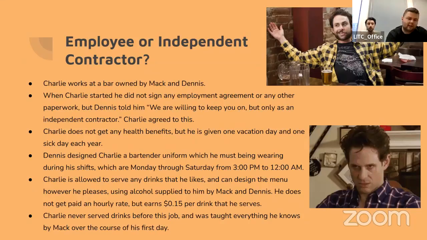Then next we say that Charlie is allowed to serve any drinks that he likes and can design the menu however he pleases using alcohol supplied to him by Mac and Dennis. He does not get paid an hourly rate, but earns, there's this thing on the screen that stops me from being able to see that, but I think it says he earns 15 cents per drink that he serves. So this is another fact that sort of cuts both ways, right? He's allowed to serve any drinks that he likes and can design the menu, which means that he is ultimately given that discretion to decide how the job of bartending gets done. That makes us think more an independent contractor.